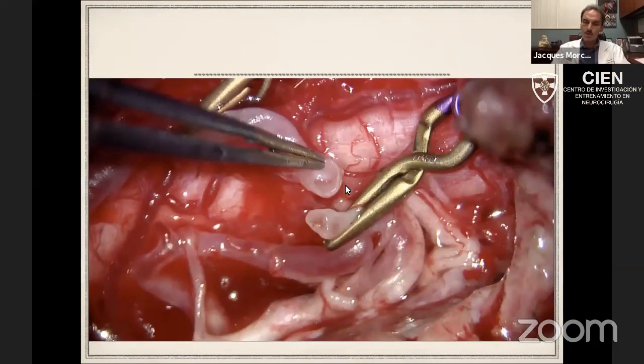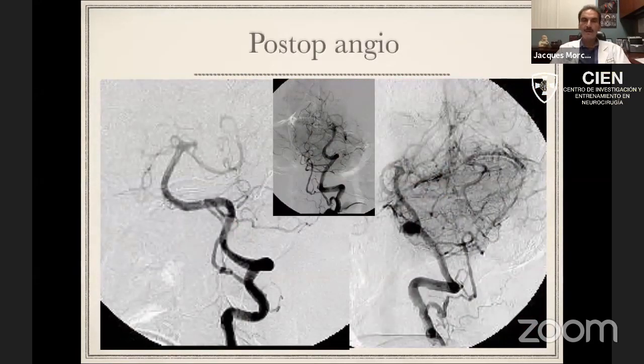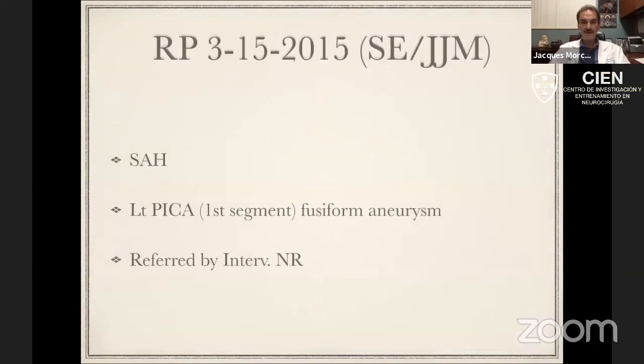I didn't show you the aneurysm, but I excised it and did an end-to-end anastomosis. You can see the double origin here and here of the PICA. And here is the completed anastomosis. Post-op angiogram looks excellent. The patient had a very nice recovery.